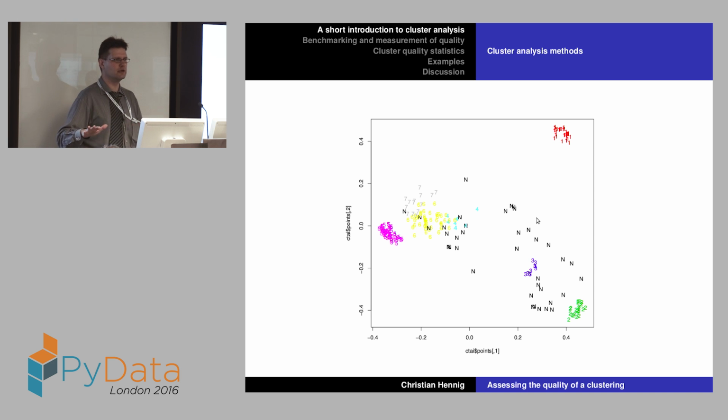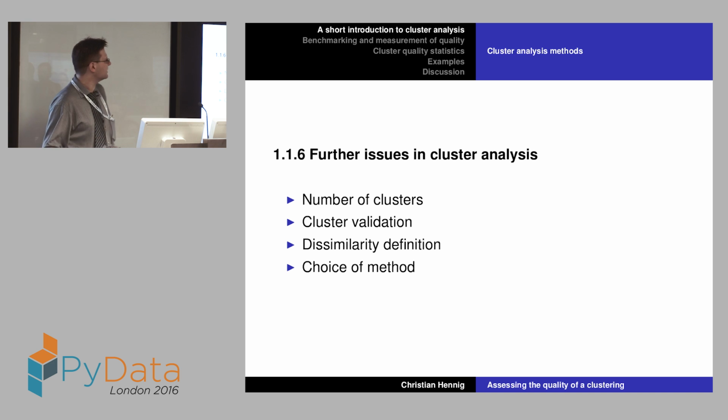Where the density is low, it will not put objects into any cluster. These are denoted by n here. And again, you see some in the middle of this, but they are very different in the other two dimensions. Okay, there are lots of other issues in cluster analysis.